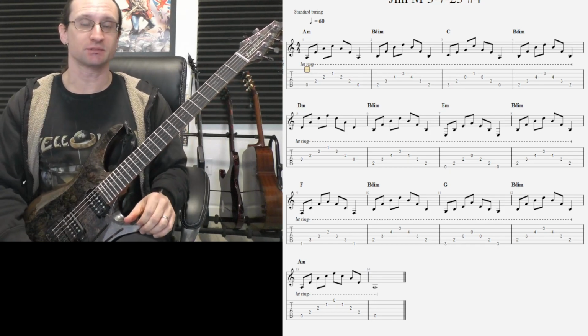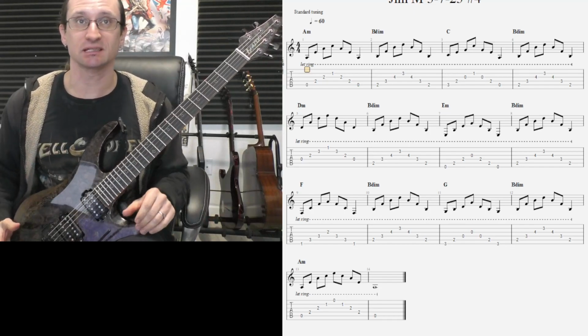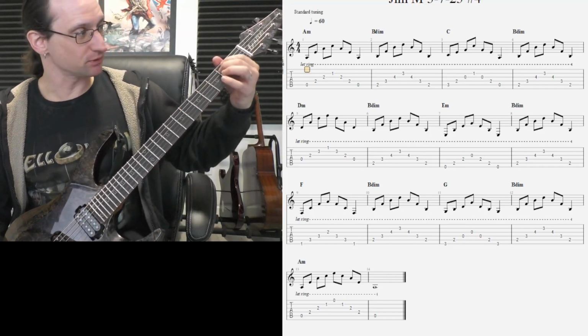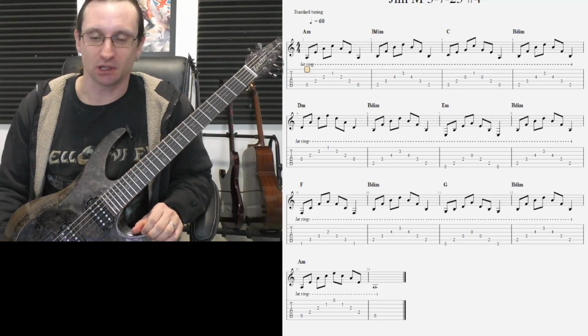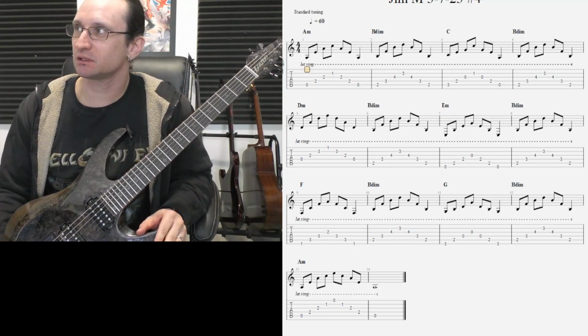So I was saying the names of the chords just to help me remember what the heck it is I'm doing and to try preventing myself from sliding my hand into the wrong place. There you go. All right. I think that covers it there.